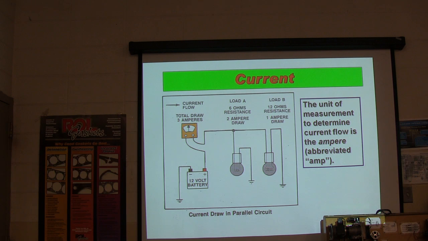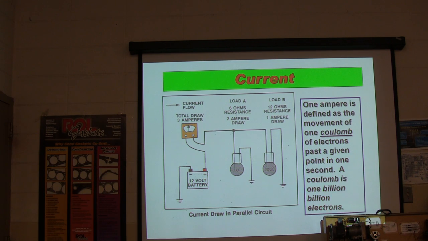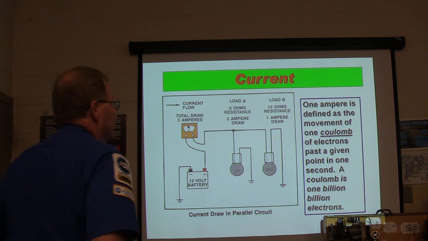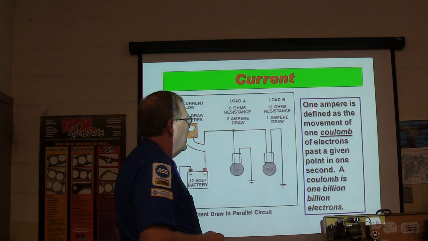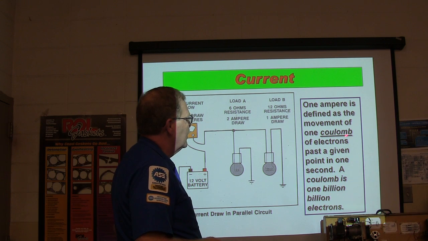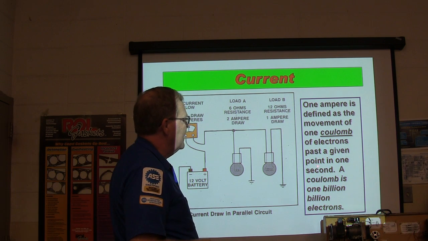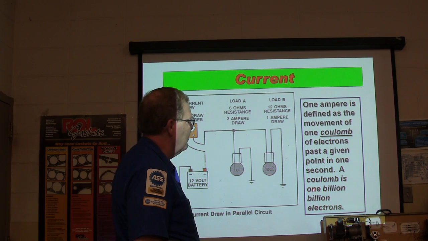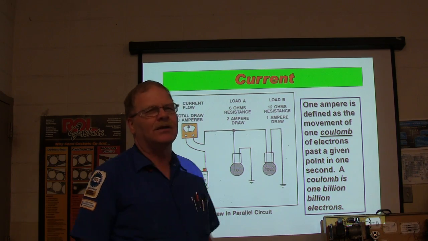I'm going through this pretty quick so you don't go to sleep. All right. The unit of measurement to determine current flow is called amp. That's abbreviated, you know, ampere, amp. Now look at this. This is a word I was talking about you'll never use again. 1 amp is defined as the movement of 1 coulomb of electrons past a given point in 1 second. A coulomb is 1 billion electrons.